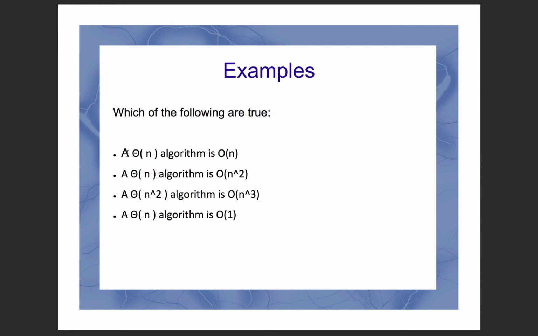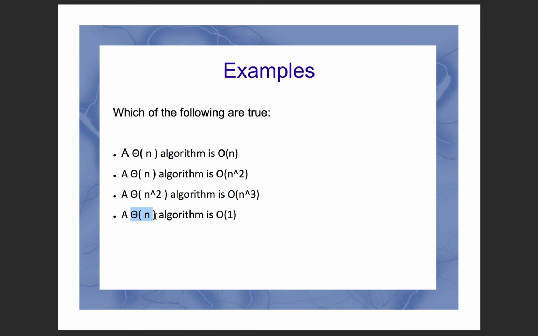Similarly, a theta n algorithm is big O n. So if you consider a program is theta n, you can represent that as big O n also. So if you are able to find the exact complexity of your program, then you can represent that as big O n square also. If you find theta n, you can also represent it as big O n square, because this is also an upper bound of that. If you find theta n square, you can represent that as big O n cube also. This is an upper bound of this program.